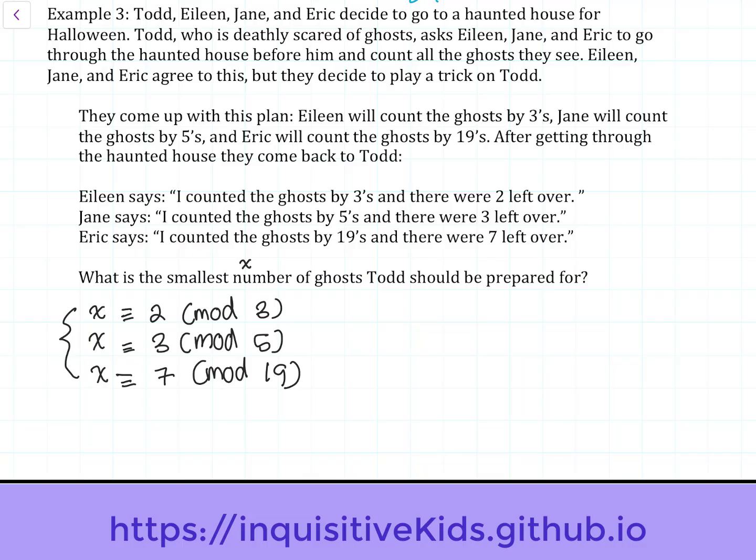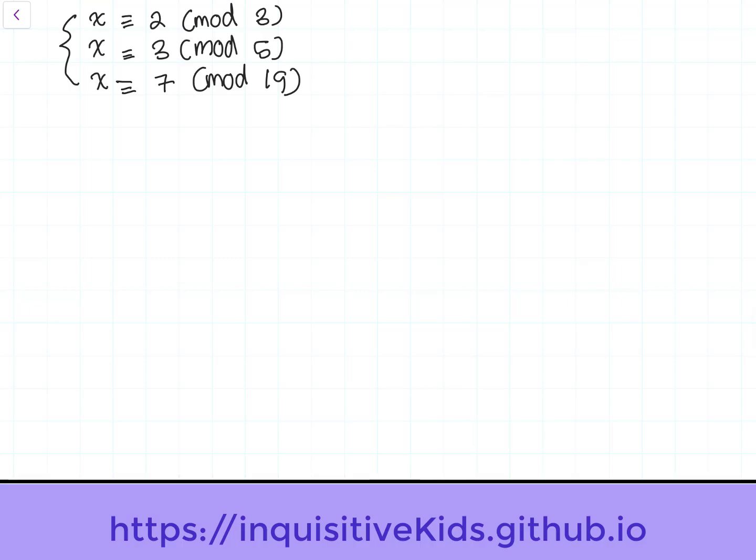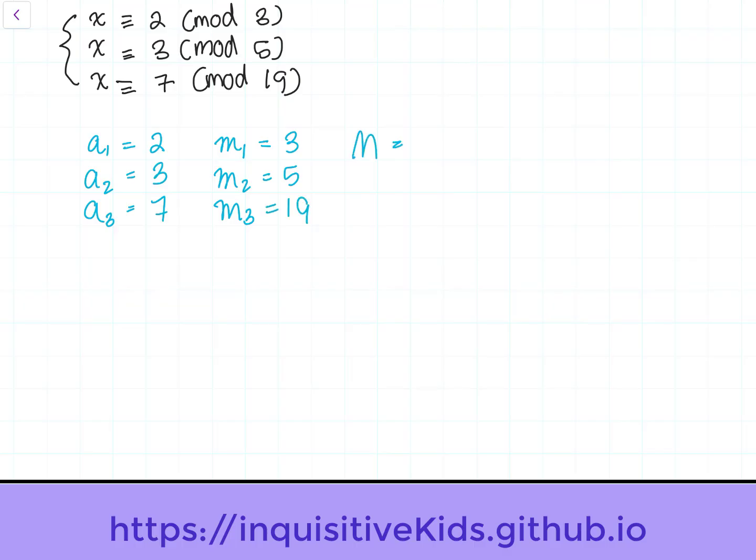And here there are 3 congruences, which means there are a couple of extra steps, but the logistics are still the same. Let's use the steps of the Chinese remainder theorem to help us out here. Let's start by identifying our values. A1 is equal to 2, A2 is equal to 3, A3 is equal to 7. Small m1 is equal to 3, small m2 is equal to 5, small m3 is equal to 19, meaning that big M is equal to their product. 3 times 5 times 19 is 285.